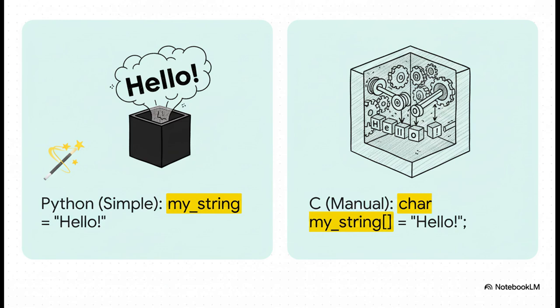And this right here, this just says it all. In Python, making a string feels like magic. It's simple, it's abstract, it just happens. But in C, you can practically see the gears turning. You're not just creating a string, you're actually building an array of characters, piece by piece. And that's the key idea you gotta hang on to.